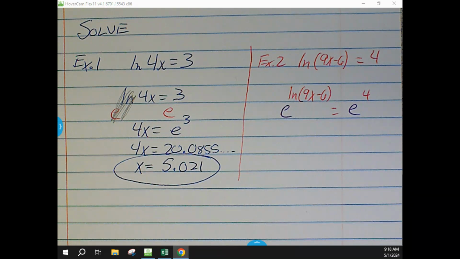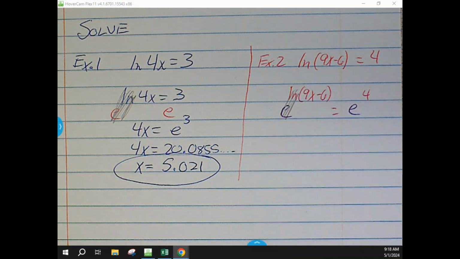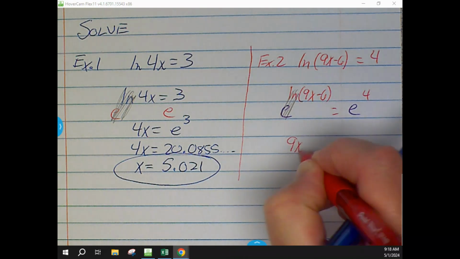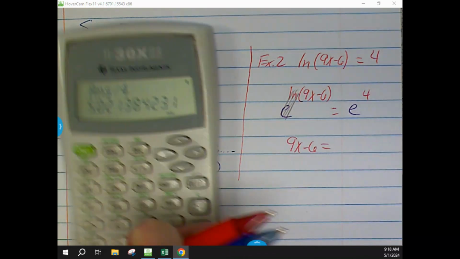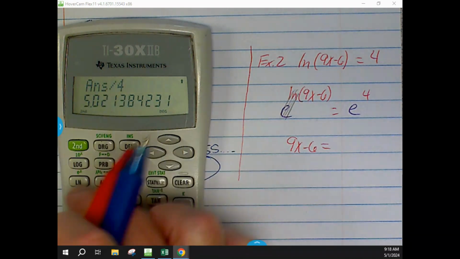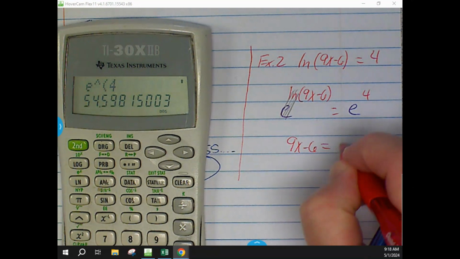Again, the whole reason we do that is we've got the e and the ln touching each other now. They cancel each other out. Leaves you with just 9x minus 6 equals e to the fourth. Checking e to the fourth, that is 54.59815, all that other stuff that's there.